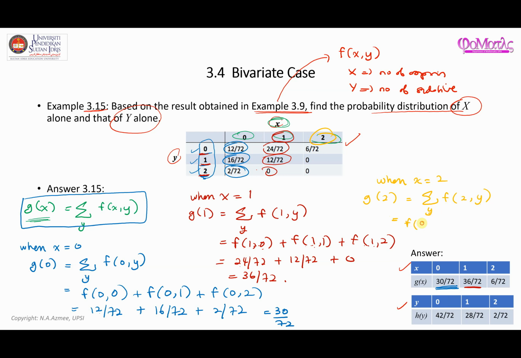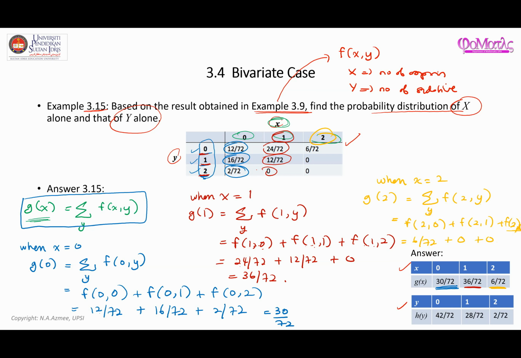So what we have is f20 plus f21 plus f22. Okay, I'm sorry, I'm running out of space here, but this is f2,2. So the answer here is going to be 6 over 72 plus 0 plus 0. So the final answer is this value given right here. And basically that's it really.